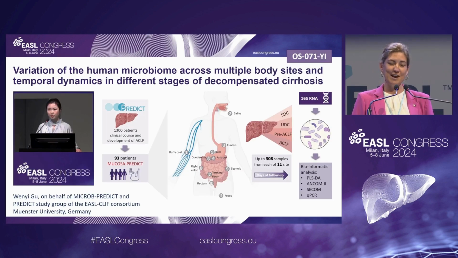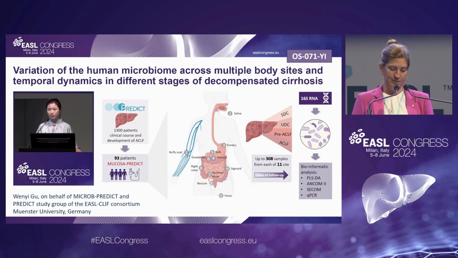Another interesting microbiome talk was given by Wenyi Gu on behalf of MicroPredict and Predict Study Group, and the study group of the EASL Cliff Consortium. They proposed that bacterial translocation caused by leaky gut syndrome could play a role in condition worsening in acute decompensation or acute on chronic liver failure, and this would drive bacterial infection.